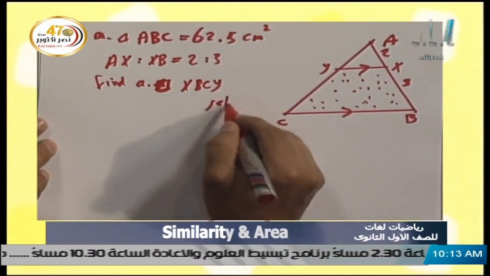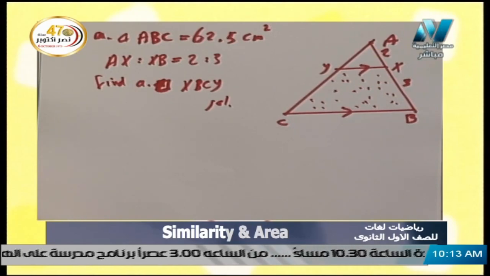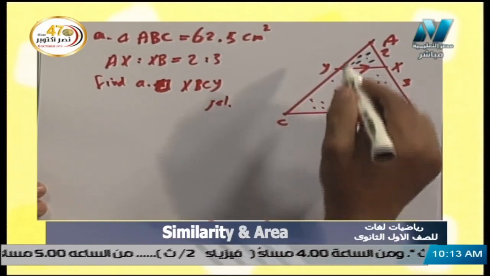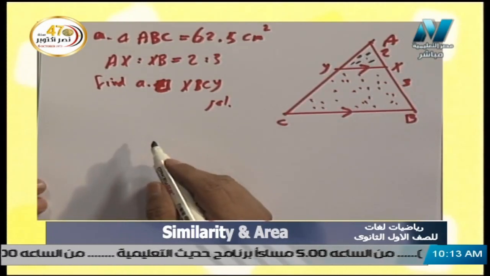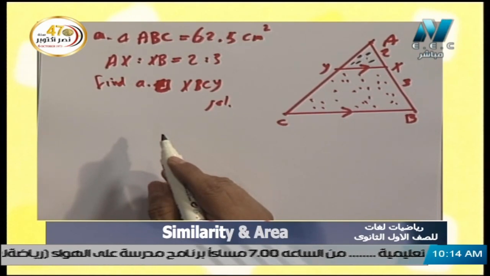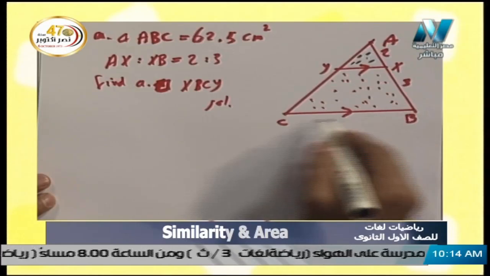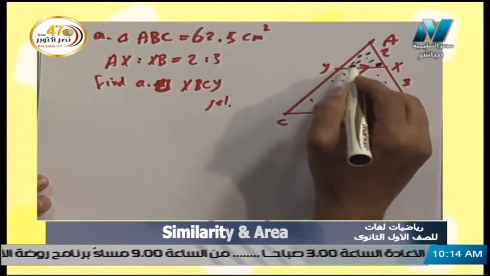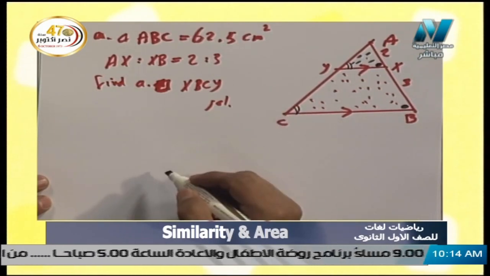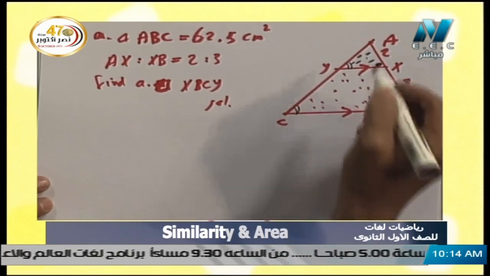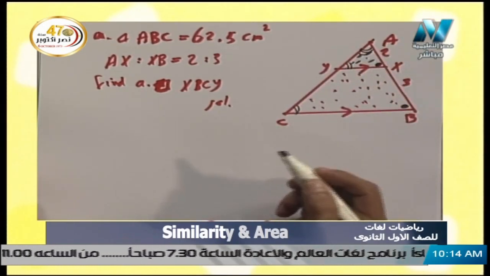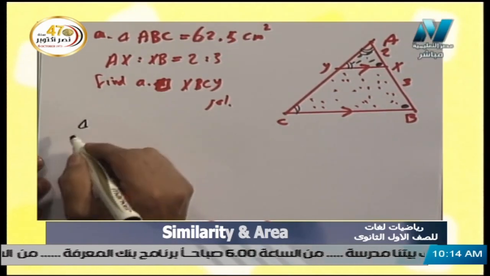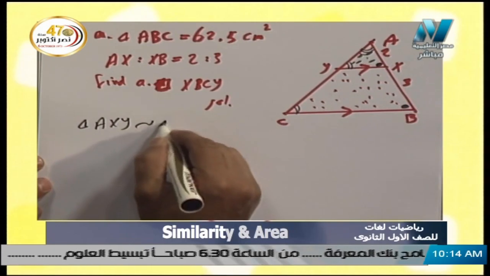Okay? First, we have to concentrate on the similarity of two triangles, the smaller triangle here and the bigger one. We have triangle AXY and the whole triangle, which is ABC. If we try to prove the similarity, it will be easy because XY is parallel to BC, so we have measure angle AXY equal measure angle B, corresponding angles, and also measure angle AYX equals measure angle ACB, corresponding angles also. And we have the common angle A, and we need only two angles to prove the similarity. So we can say the triangle AXY is similar to triangle ABC.